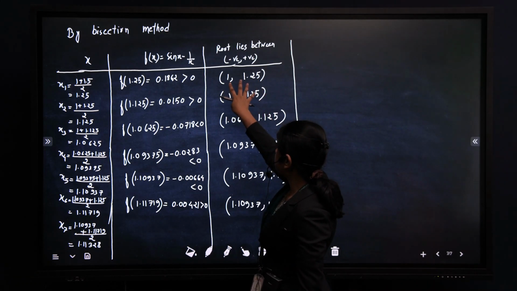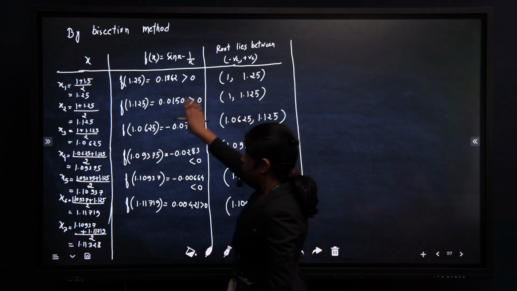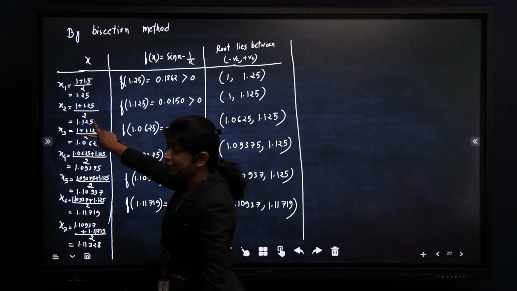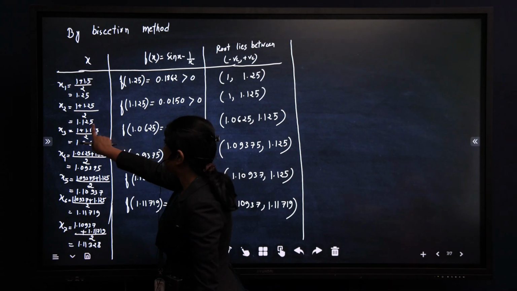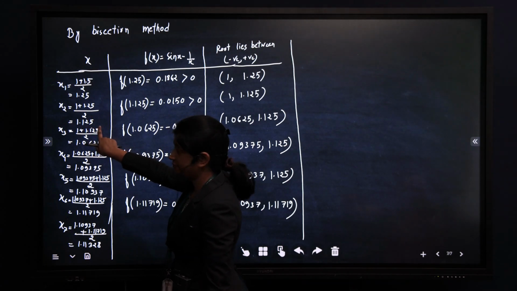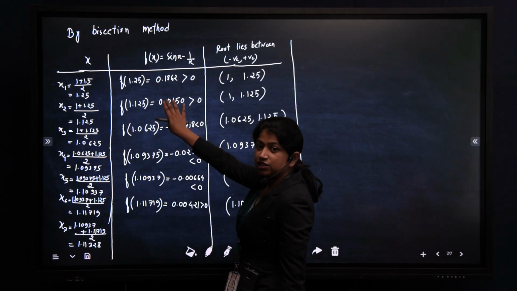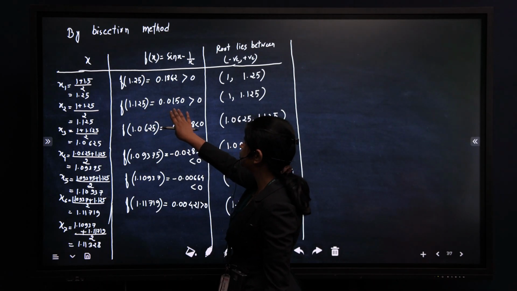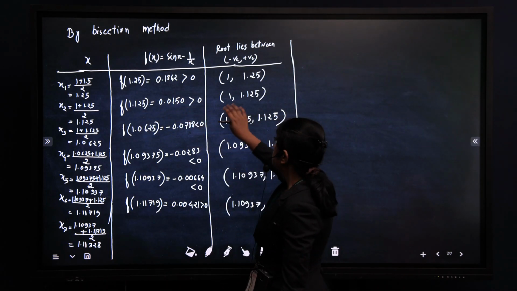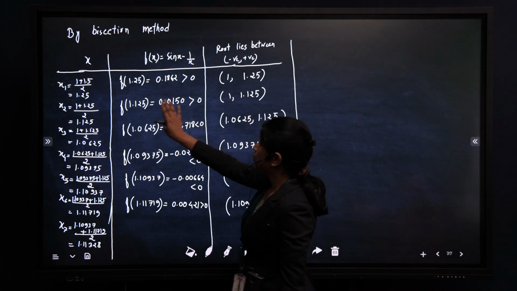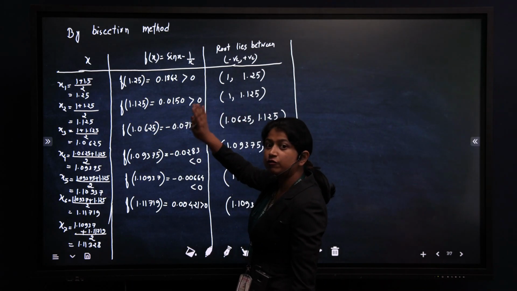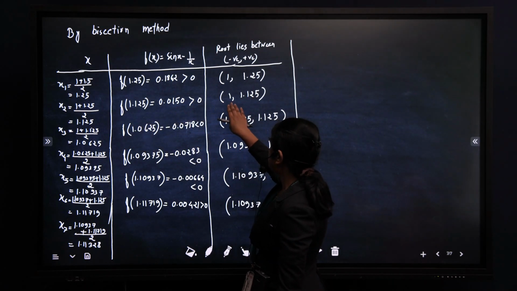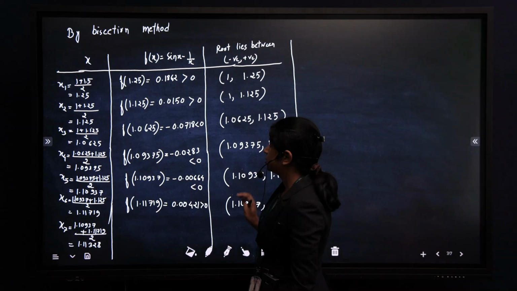Next, we need to take these two, average of these two. So next approximation, it will be x2 equal to 1 plus 1.25 by 2. So that is giving us 1.125. Now we need to check what is the function value. So function value will be f of 1.125 is 0.0150, that is positive. So the root will lie between 1, as f of 1 was negative, so 1 and here 1.25, which is positive, so 1 and 1.25, the root will lie between this.